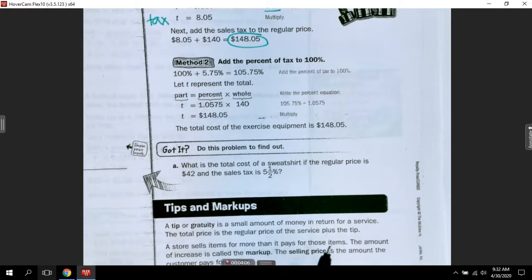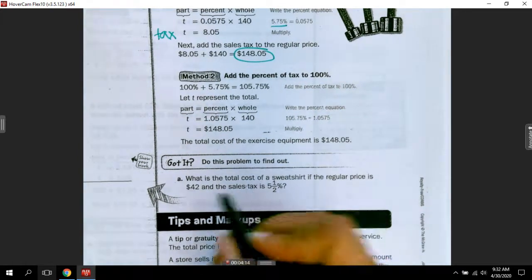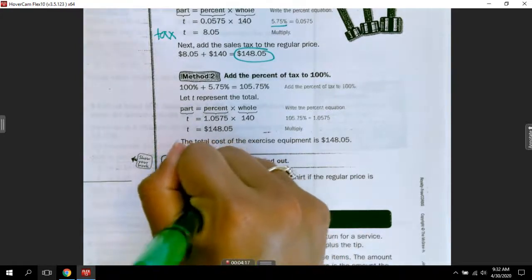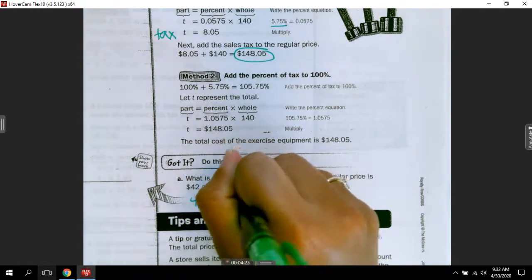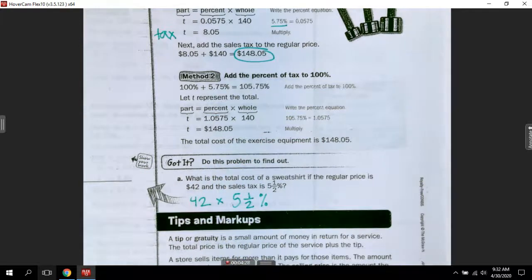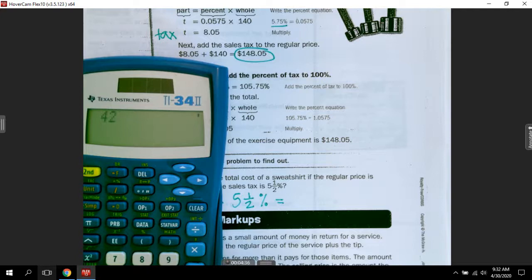So example A, it says, what is the total cost of a sweatshirt if the regular price is $42 and the sales tax is 5.5%? So I'm going to take my original cost, so 42, and I'm going to multiply that by the percent, and I'm just going to use that 5.5%. So multiply by 5.5%. Okay. So you're going to type that all in your calculator, kind of like we did previously throughout this week. So I've got 42 times, and I'm going to use 5.5 instead of the fraction. Remember, we should all know that 0.5 equals 1/2.